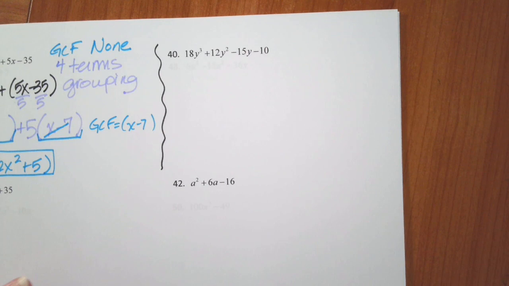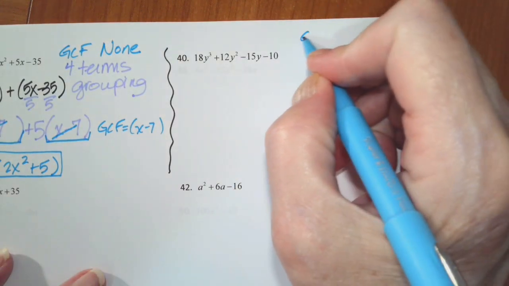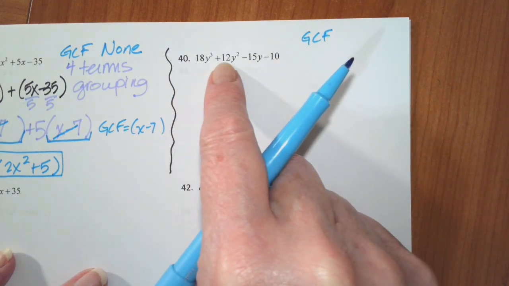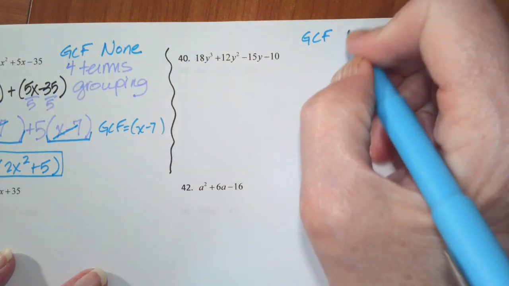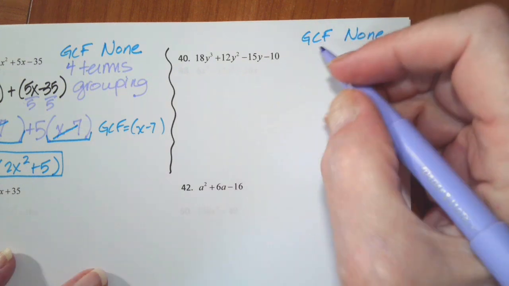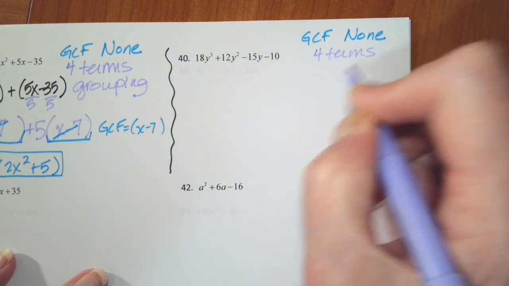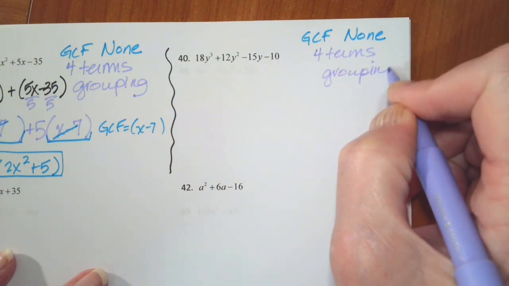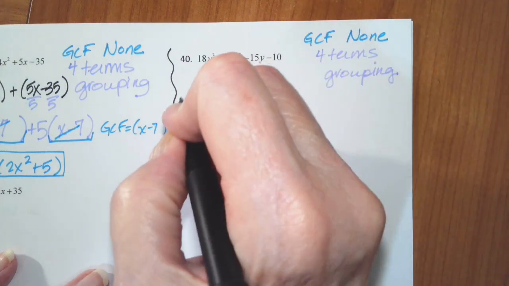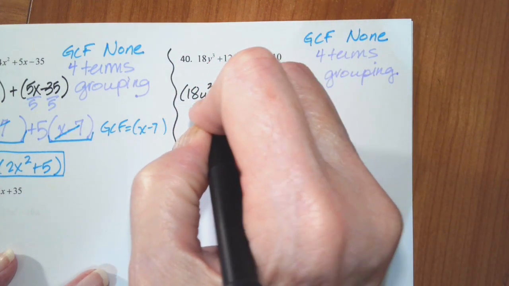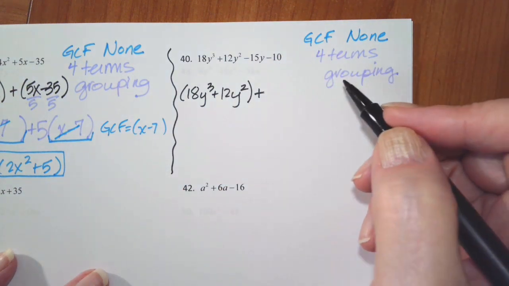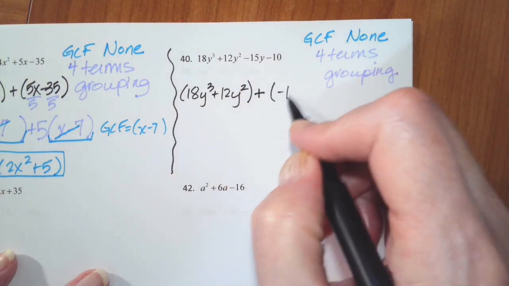All right, on number 40, let's see. 4 terms, so I'm going to look for a GCF first. They don't all have y's. And this one throws it. They're not all even, so there is none. So there are 4 terms. So I'm going to do some grouping. So this will be 18y to the third plus 12y to the second. And remember, I have to write that as a plus. So the negative sign goes with the 15.